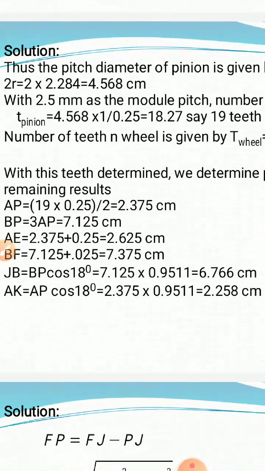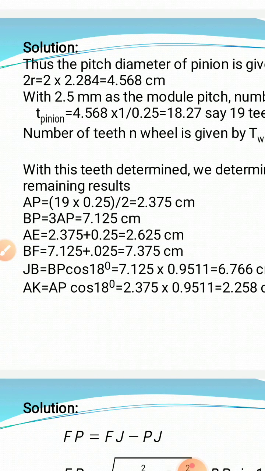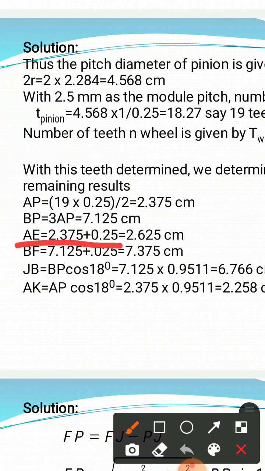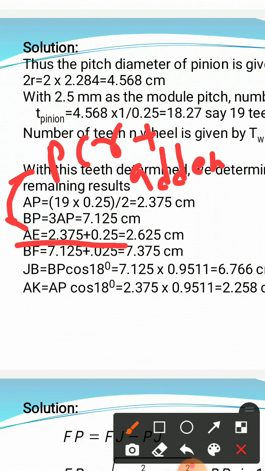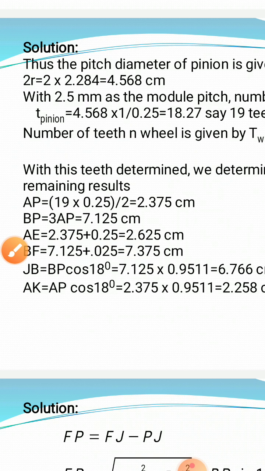Now with that modified quantity, we have to find out this AE length. AE length is nothing but this particular radius plus addendum, that is, pitch circle radius plus addendum. So this pitch circle radius is 2.375, and addendum is given as 0.25. So this is the particular length.